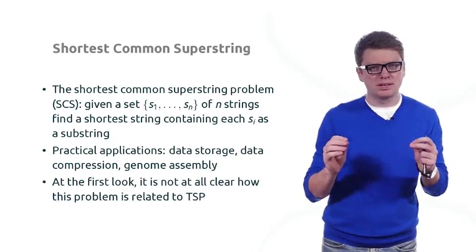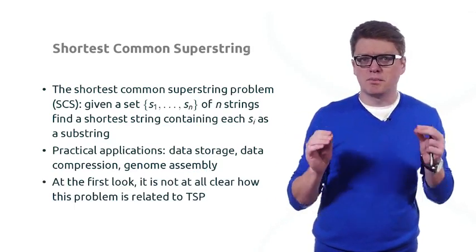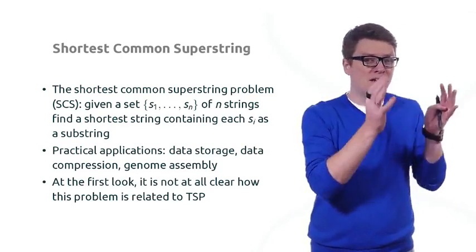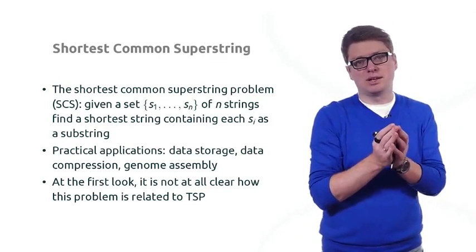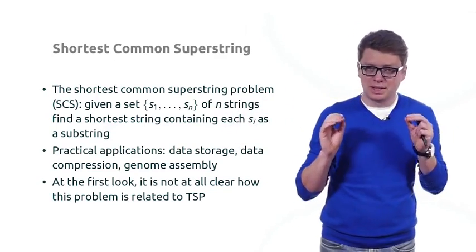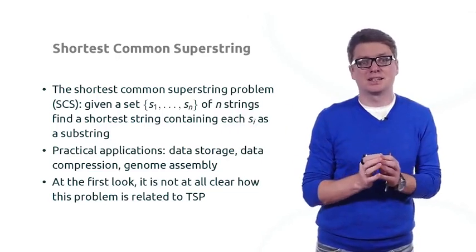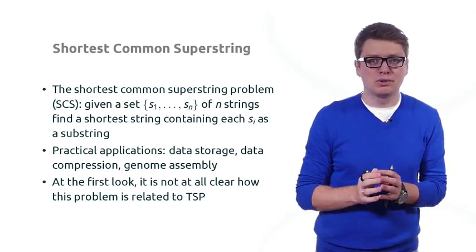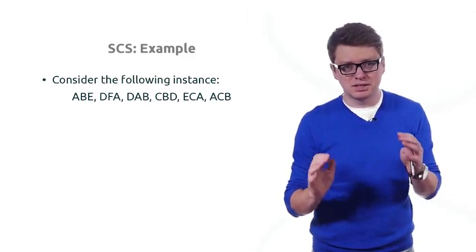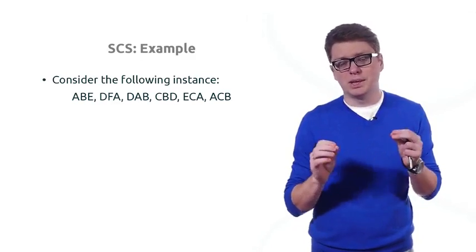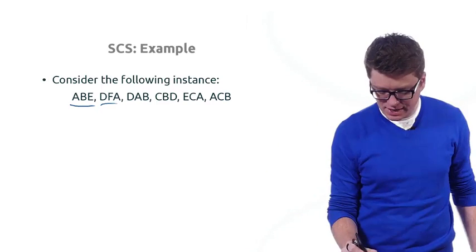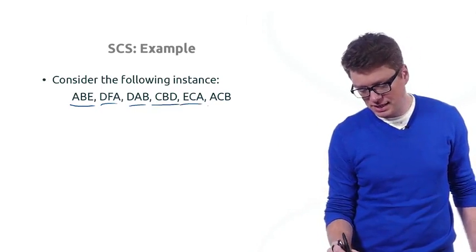At this point it is not at all clear how this particular problem is related to the Traveling Salesman problem, because in this case we have n strings. In the case of the Traveling Salesman problem we have a complete graph with weights. But still, as you guessed already, it is connected to the Traveling Salesman problem, and we will figure out how it is related in a few seconds. As a motivating example, consider the following input to the shortest common superstring problem: the strings ABE, DFA, DAB, CBD, ECA and ACB.